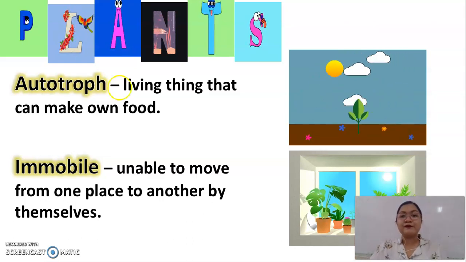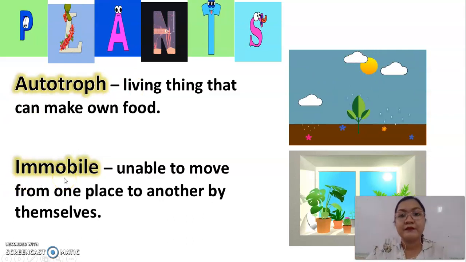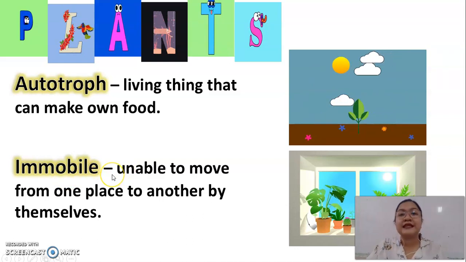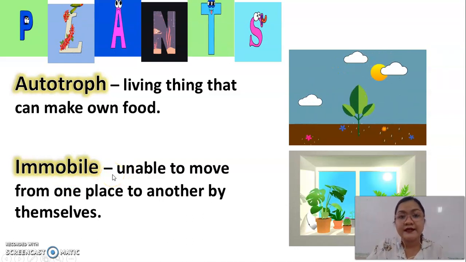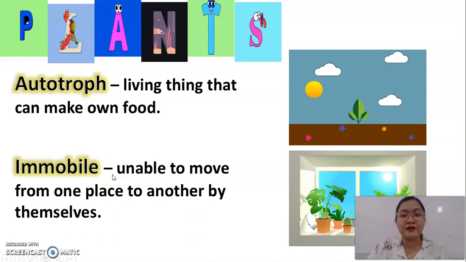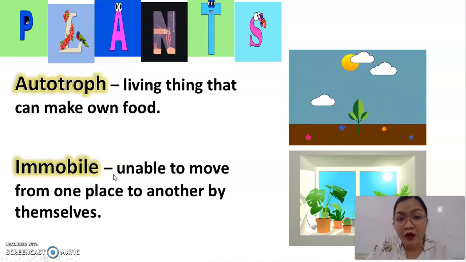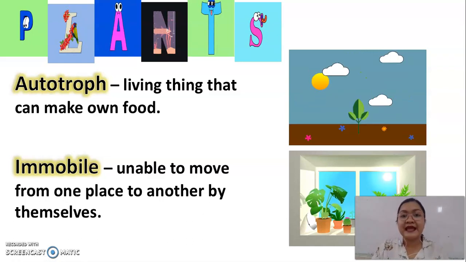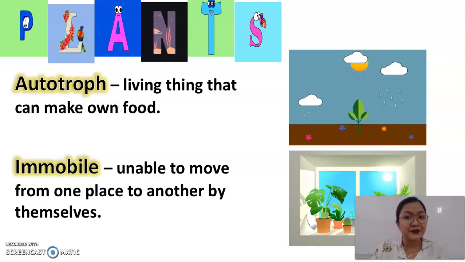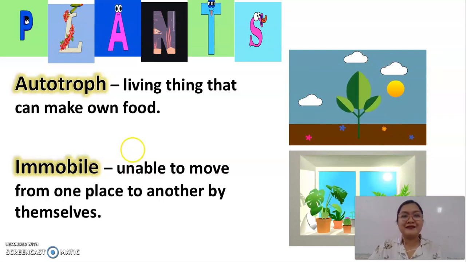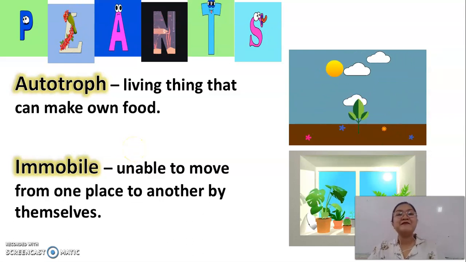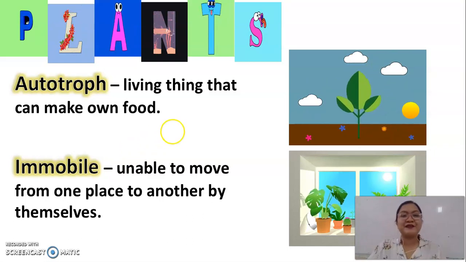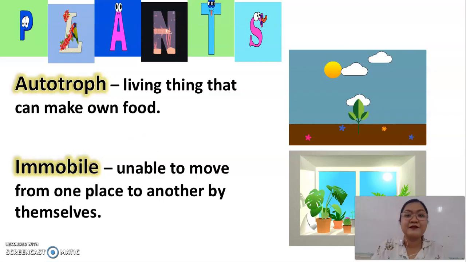And when we say immobile, what do you mean by immobile? Very good. These are the living things that cannot move. Very good. Can plants walk? Yes or no? No. Very good. Can plants dance? Yes or no? No. Very good. Can plants sing? Very good.